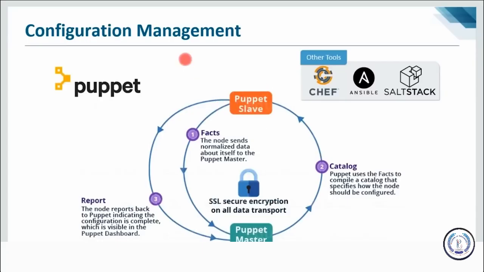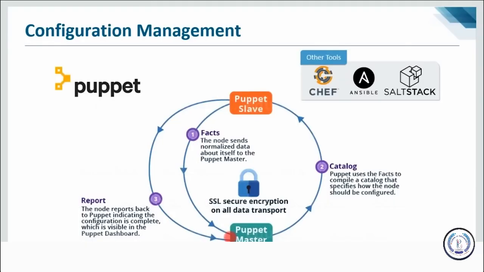Now, let me explain the architecture that is here in front of your screen. So that is basically a typical Puppet architecture in which you can see that there's a master slave architecture. Here is our Puppet master and here is our Puppet slave. Now, the functions which are performed in this architecture: first the Puppet agent sends the fact to the Puppet master. So this Puppet slave will first send the fact to the Puppet master.